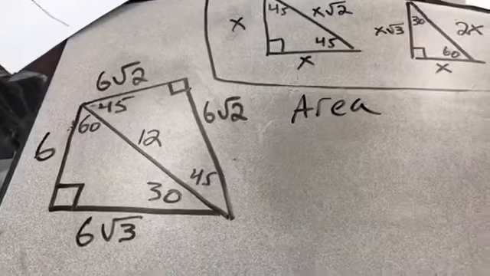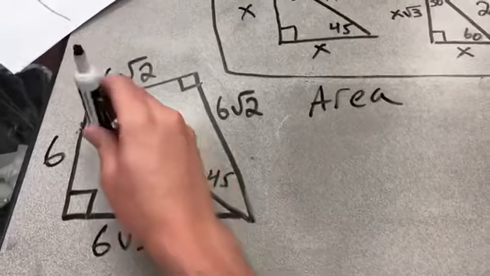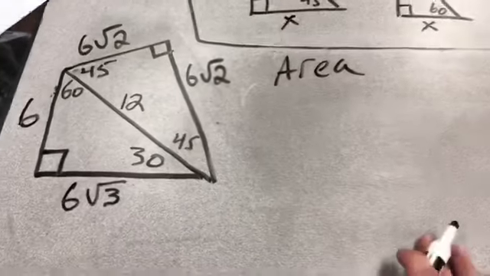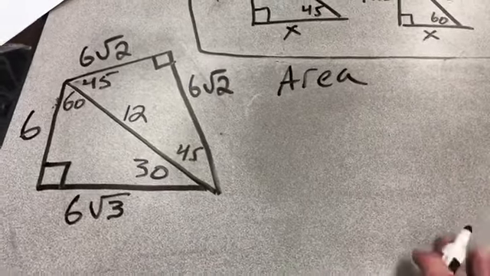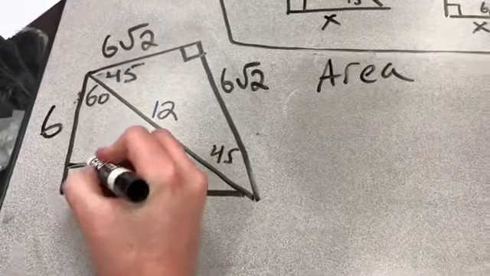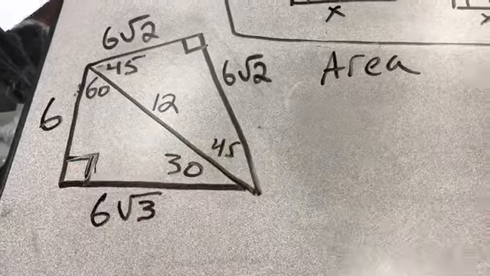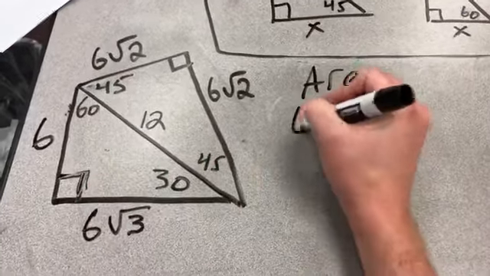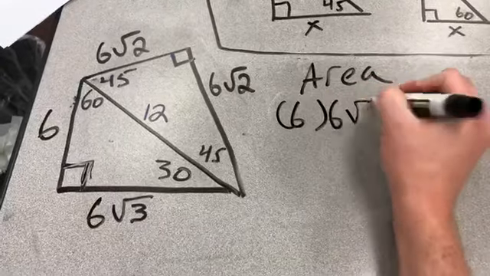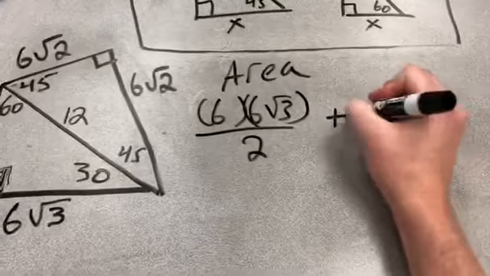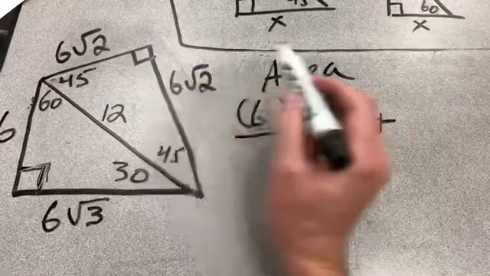The area of this shape is going to be done in 2 parts. We can find the area of our 30-60-90 triangle, then the area of the 45-45, and then we can add them up. The area of a triangle is the base times height divided by 2, and you always know your base and height by the 2 sides that are attached with the 90-degree right angle sign. So for this 30-60-90, this is going to be 6 times 6 times the square root of 3 divided by 2. And I'm going to add that with the area of the 45-45 triangle.